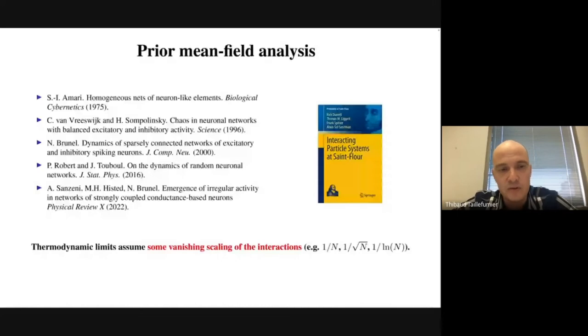It can be 1 over square root of n, and that would be the typical limit for something called a balanced network. And recently, it's also been suggested that a better limit for conductance-based models would be 1 over log n. But in any case, the effective equation that I looked at erases completely the finite size of the interaction. And for us, it's going to be a problem because the finite size effects are really what sets the timescale of transitions in metastable dynamics.